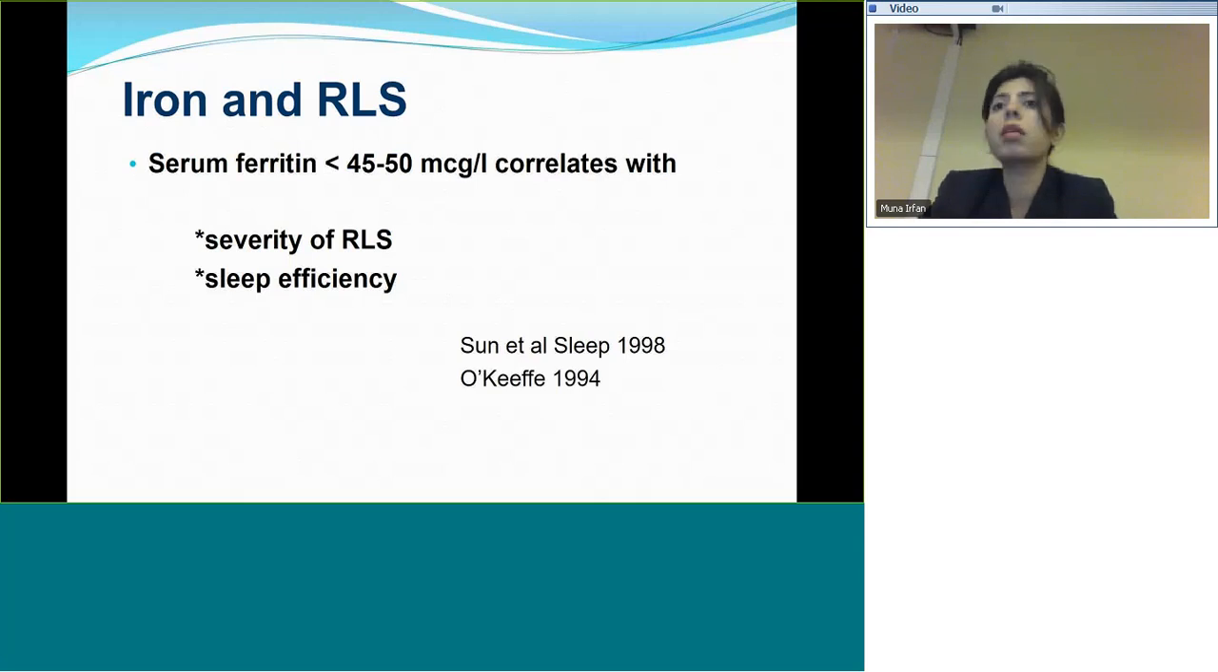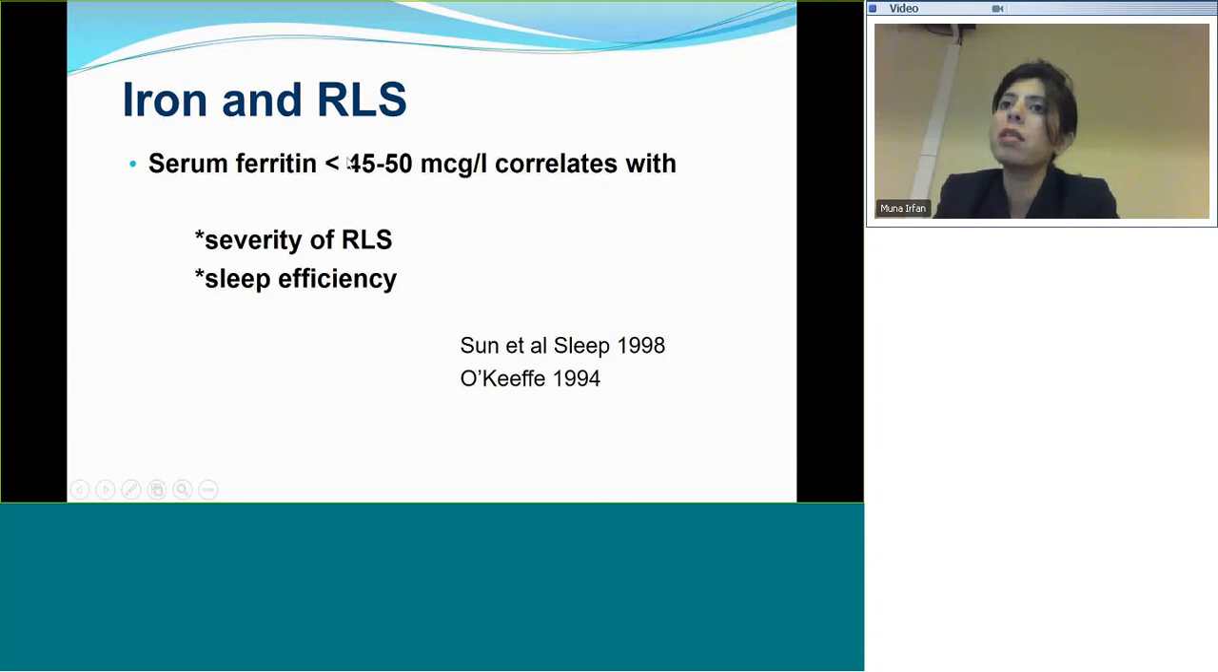So also there's been now well-established data in terms of iron stores and restless leg symptoms. But when we talk about iron stores, it's not hemoglobin level that has shown a relationship, but it's mainly serum ferritin. Less than 45 to 50 micrograms per liter has been well correlated with not just the severity of restless leg, but also has been shown to impact sleep efficiency. So sleep efficiency basically is defined by the total amount of sleep divided by the amount of time spent in bed. And decreased serum ferritin has shown also decreased sleep efficiency.